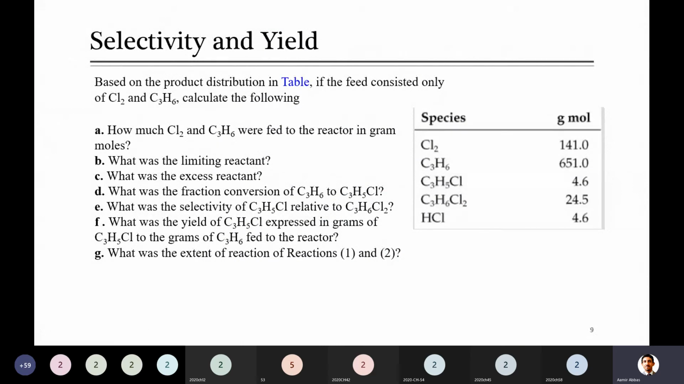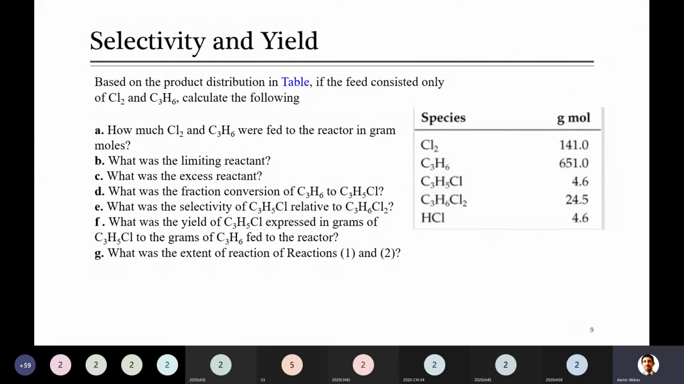What is the yield of C3H5Cl? This is one of the products, expressed in gram of C3H5Cl to gram of C3H6 fed to the reactor. So guys, do you remember what yield was, which we discussed a few minutes back? I told you that there are different definitions. They can be based on the limiting reactant, or on the reactant fed to the system, or on the 100% conversion of the limiting reactant. So when nothing is mentioned, you can use any of those definitions.